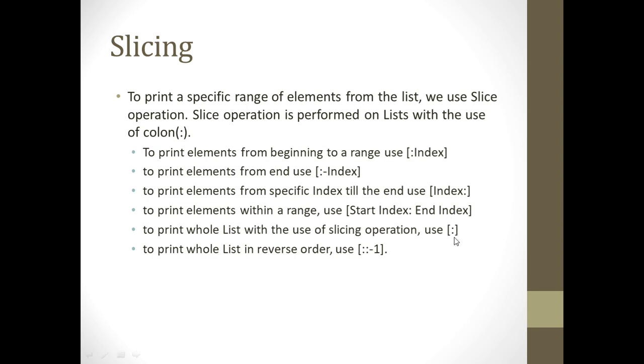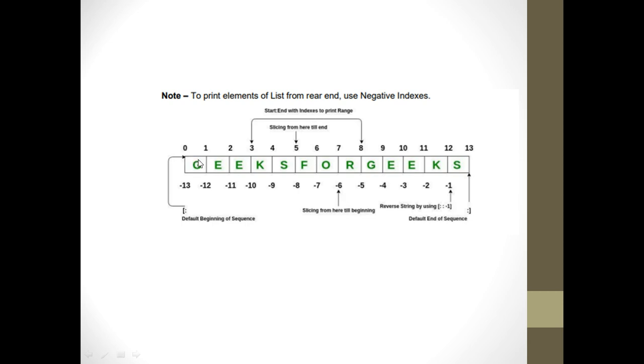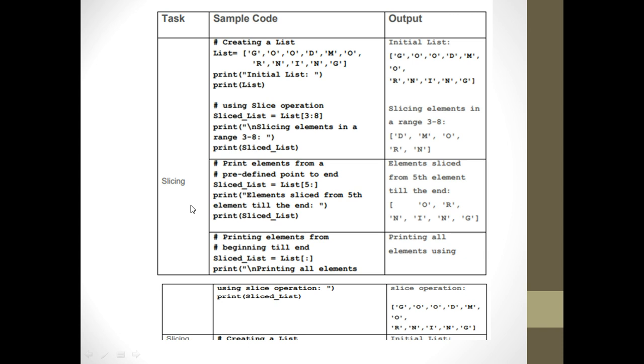To print the whole list, I use colon within square brackets, and to print the whole list in reverse order, I say colon colon minus 1. So this is the zeroth element, one, two, three, four, and this is finally the 12th element. And this is minus 1, minus 2, and so on till this is the minus 13th element. So to refer from this end to this end, I use negative indexing.